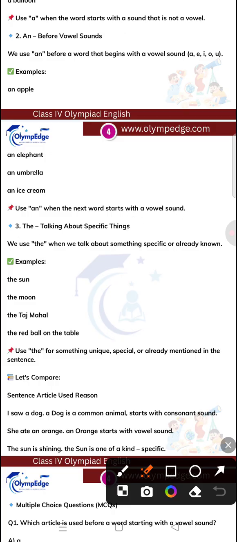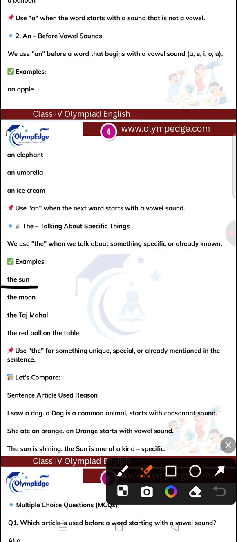Then we have the. The talking about specific things. So we use the when we are talking about specific or particular things. We use the when we talk about something specific or already known. So when we are talking about something and we have already mentioned it earlier, then we use the when something we are talking about is specific or particular.